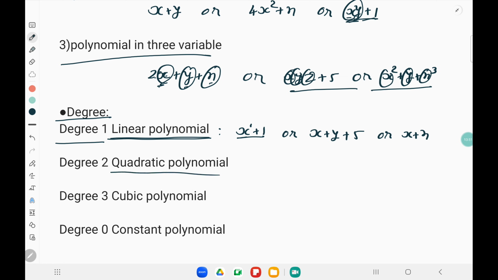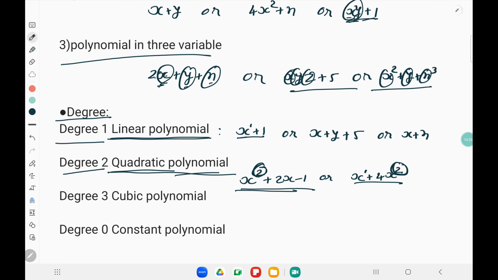Here, if the highest degree is 2, let's write a polynomial, x square plus 2x minus 1, or x plus 4x square. If you check, x has power 1 and 2, so the highest degree is 2. Here also the highest degree is 2. So we call both of these polynomials quadratic polynomials.